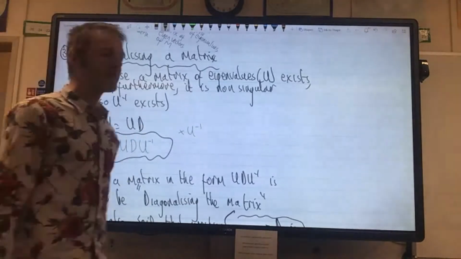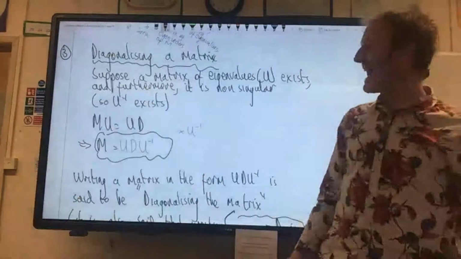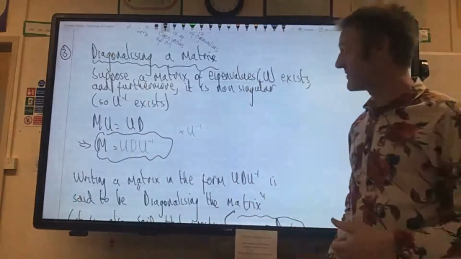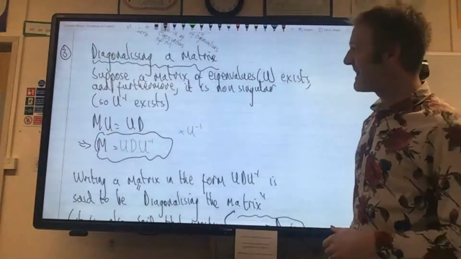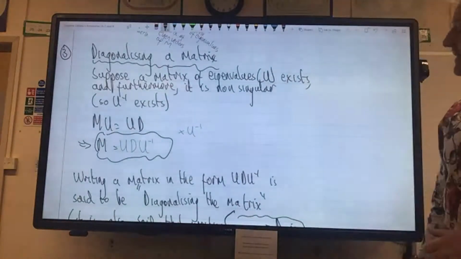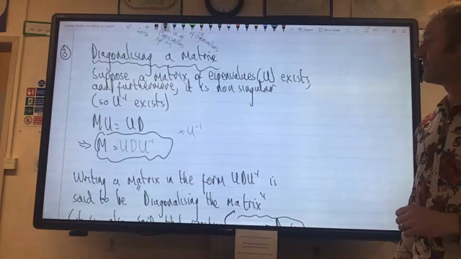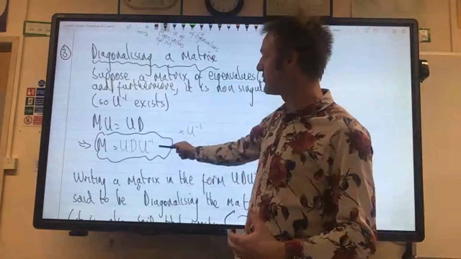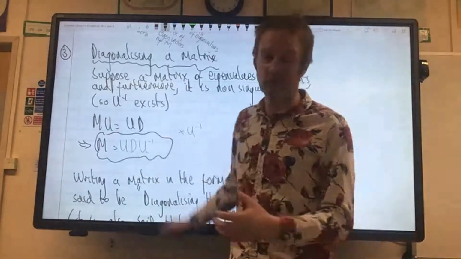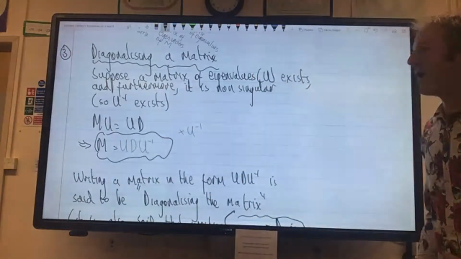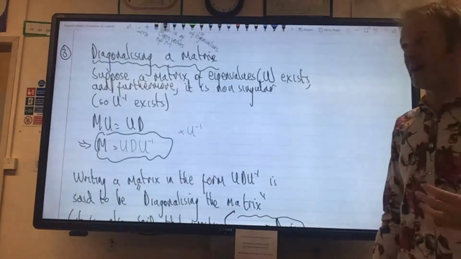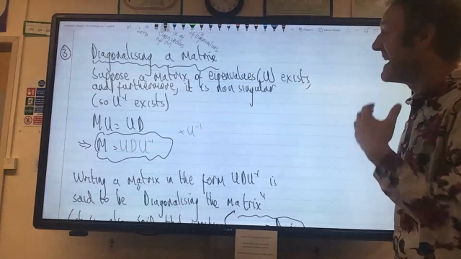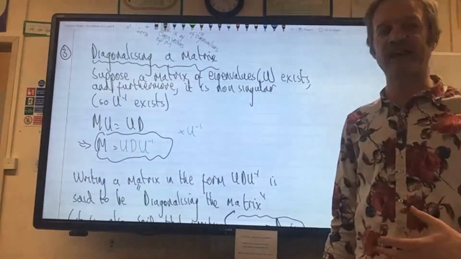I have written the matrix M as its matrix of eigenvectors multiplied by its matrix of eigenvalues multiplied by the inverse of the matrix of eigenvectors. And it turns out this is really useful to be able to decompose a matrix into this form. Why it's useful, I'm not going to touch on much today. It's something I want to show you next week because it's quite fiddly to understand, but I think it's profound.